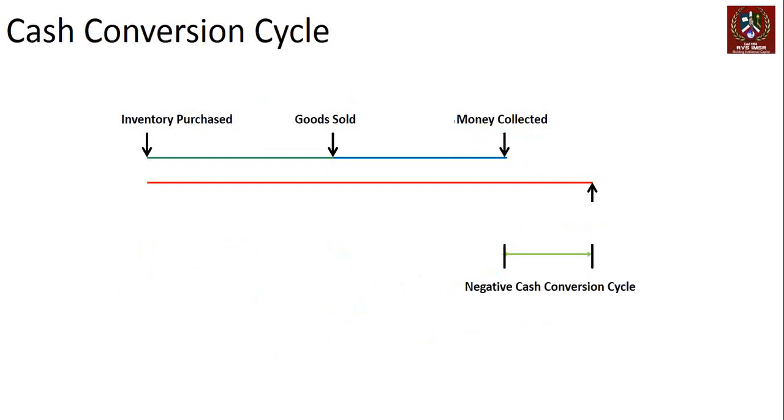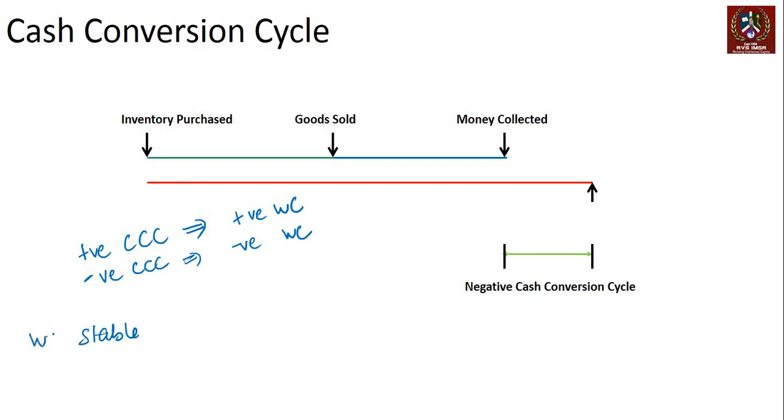Usually you will find that companies with a positive cash conversion cycle, in 80-odd % of cases, will also have positive working capital. Companies with a negative cash conversion cycle will also have negative working capital, because we're looking at those numbers itself. Ideally, just like companies keep their working capital stable, they should try and keep cash conversion cycles stable as well, and if possible, reduce it.